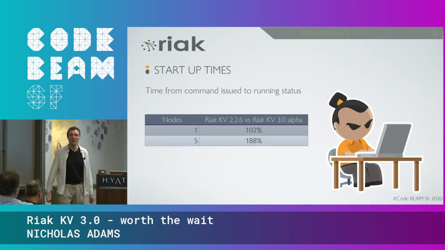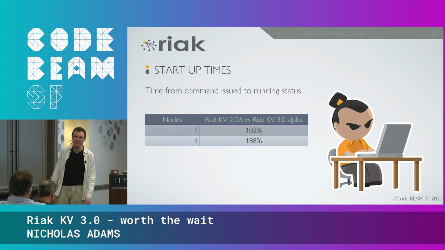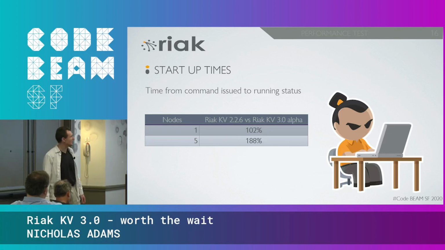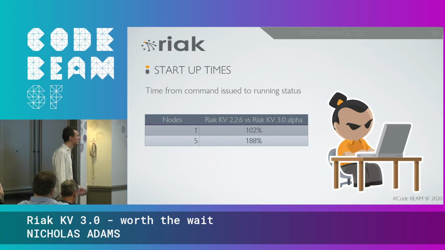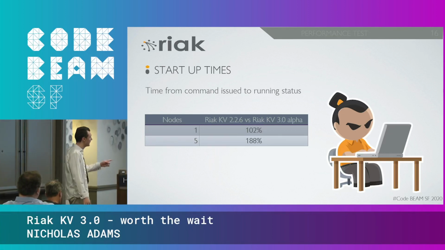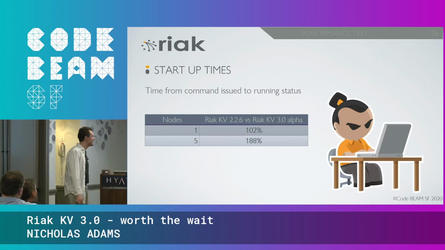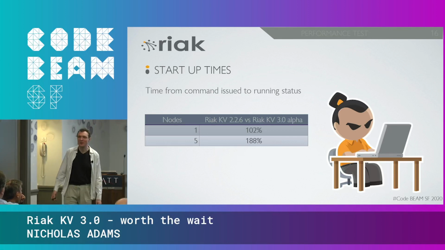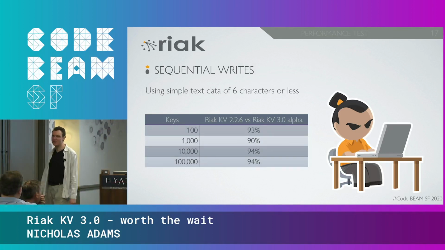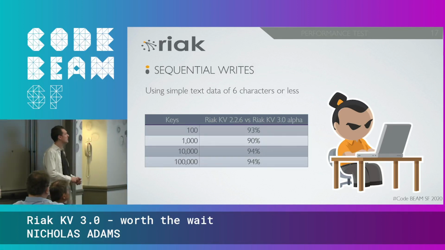One thing is KV version 3 runs a lot more stuff, so startup is a bit more sluggish. As you can see, starting one node is a tiny bit slower. You start five. Can you read that at the back? Yep, 180% of the time of the 5 node comparison. But once we get to reads and writes, things start to become a lot more interesting.